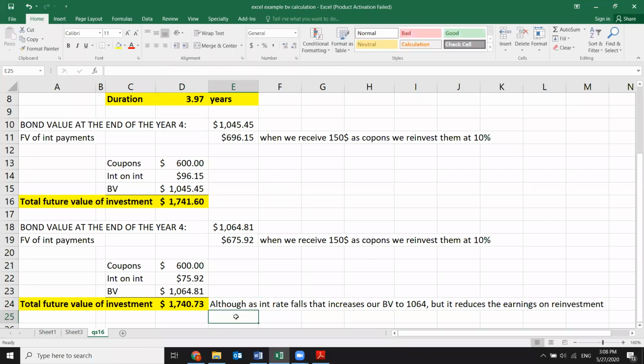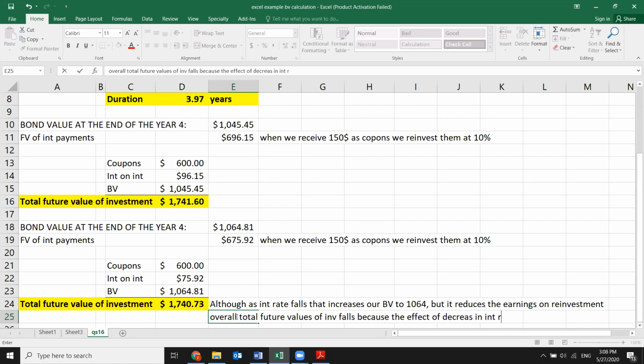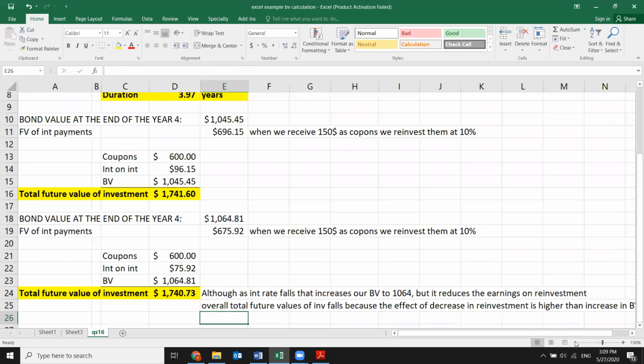So that means that overall, total future value of investment falls, because the effect of decrease in reinvestment is higher than the increase in bond value. Okay, just let me make it smaller. So this is the case.